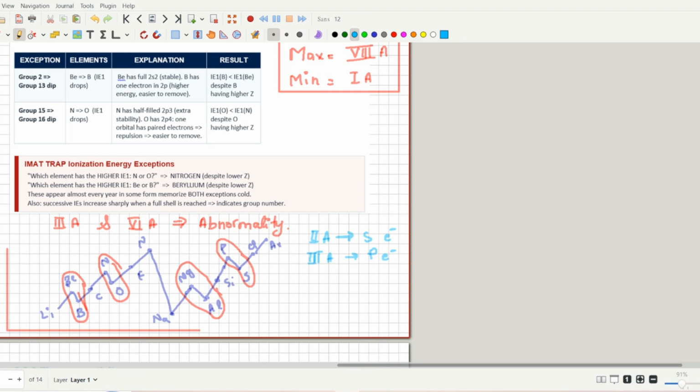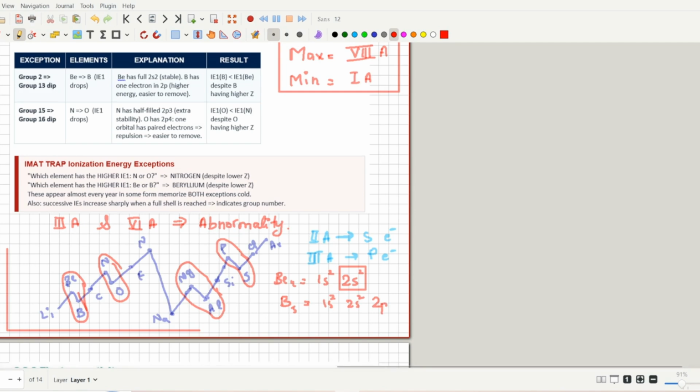Beryllium has 4 electrons. What will its electronic configuration be? Its electronic configuration would be 1s2, 2s2. As you can see, 2s2 is really stable, right? It has a duplet completed here. And if we talk about 3A elements, the 3A element is boron. Boron has the electronic configuration for 5 electrons. It has 1s2, 2s2 and 2p1. It has the last electron in the p orbital.